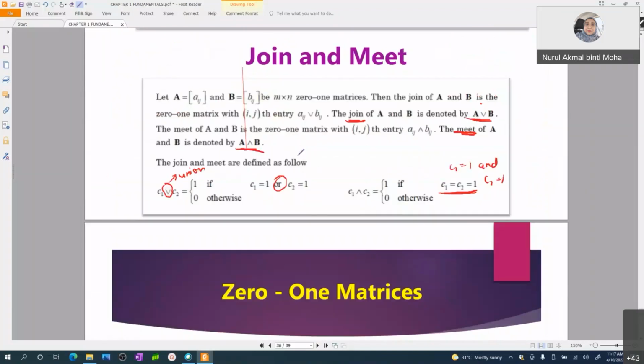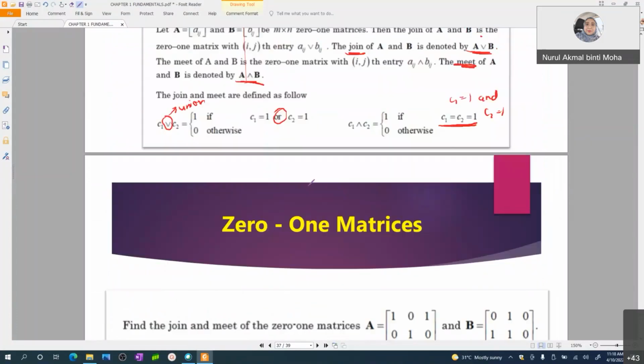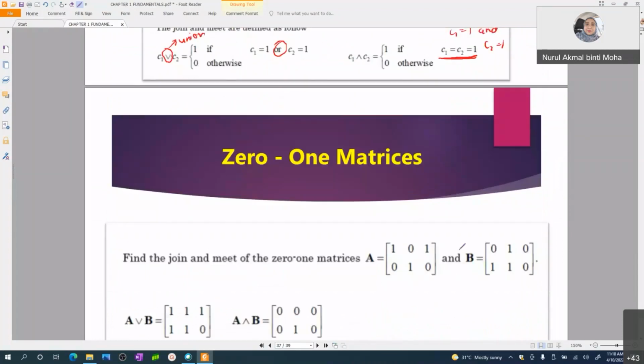Let's try. Okay, C1 union C2. If you look at here, 1 union 0. It's or, isn't it? So the answer will be 1, based on this, for the first element. And then for the second element, the second element for A will be 0 and the second element of B is equal to 1. The keyword is or. So one of them is 1. So that's why you can put 1 here.